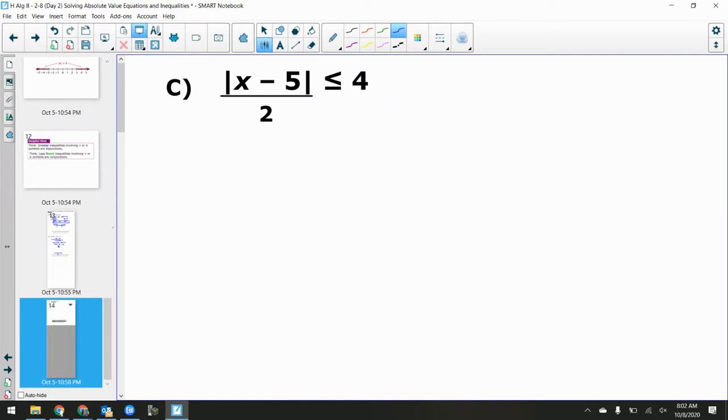All right, why don't you guys try that one? What would I do to get the 2 out of the way? Multiply. Okay, good. I just want to make sure. Multiply by the 2 before I start doing anything else. Multiply by the 2 first, and then create your 2 solutions at that point.